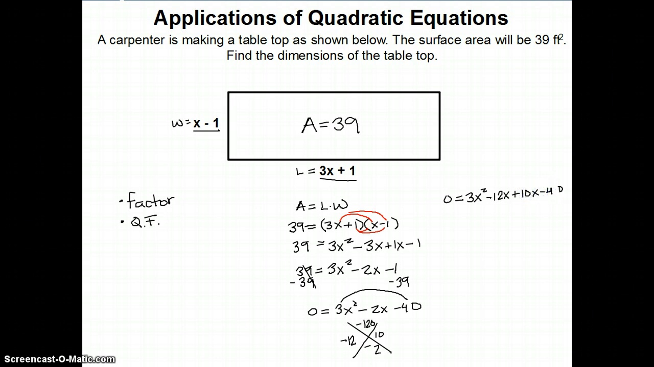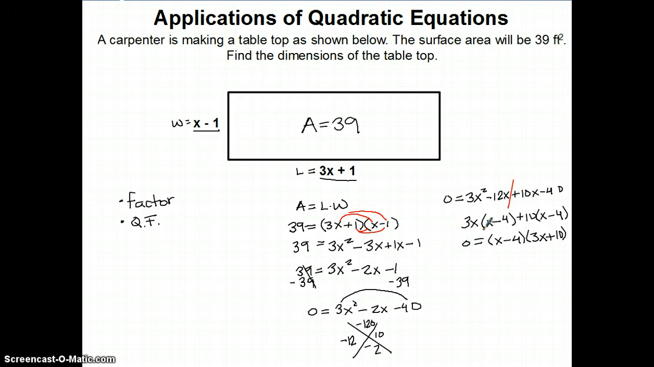I then split this down the middle and take out the common factor on the left, which would be 3x, leaving me with an x minus 4. And on the right, I may take out a positive 10, leaving me with an x minus 4. Since those x minus 4's match, I factor those out, and I'm left with a 3x plus 10. All of this is equal to 0.